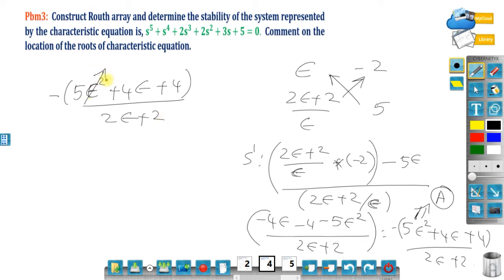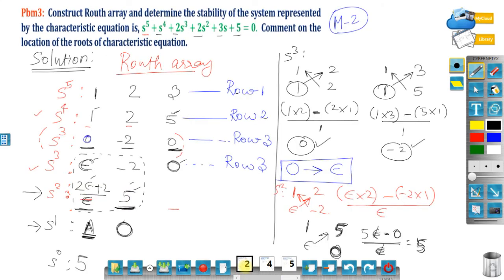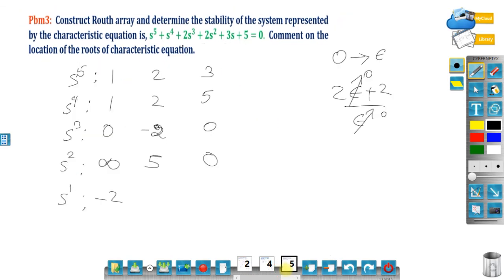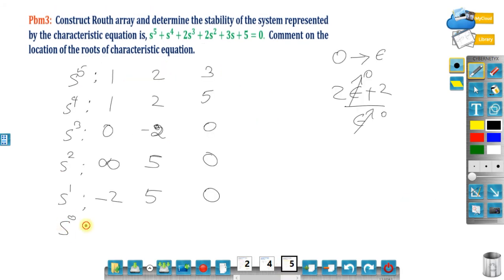I am substituting 0 instead of all eta. Okay, what I am getting is minus 4 by 2. The answer is minus 2. Yes, of course, this is minus 2. Okay, minus 2, 5 and 0. And S power 0 will be 5. Right? S power 0 will be 5, 0, 0. This is the newly constructed and final Routh array for the given problem.